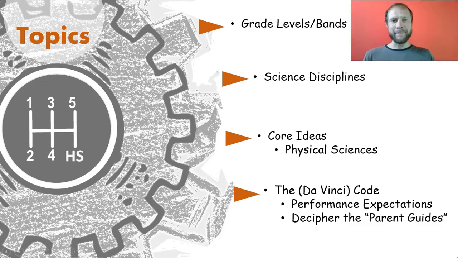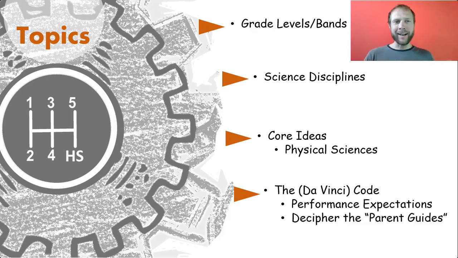And as far as the topics for this video, we'll talk quickly about grade levels and bands. We'll come back to that at the end. We'll talk about the different disciplines within science. We mentioned that in the intro video. And what's going to be new here, we're going to get into a little bit more detail about these core ideas within a science discipline. So for example, in the physical sciences, what are these big four ideas? How do they relate to the different grade levels? What are you supposed to know when?